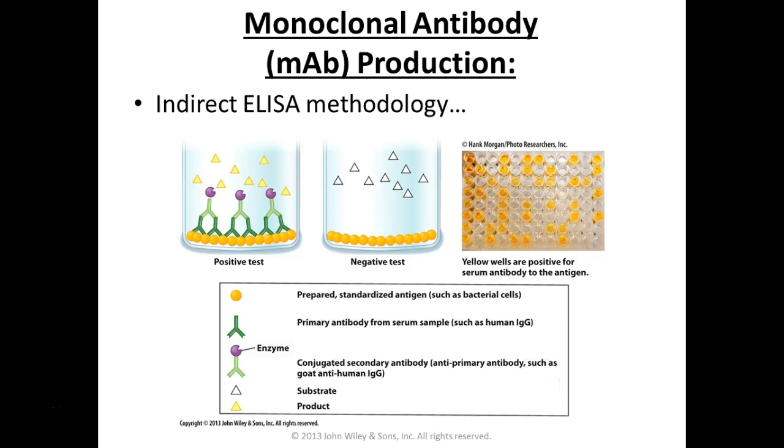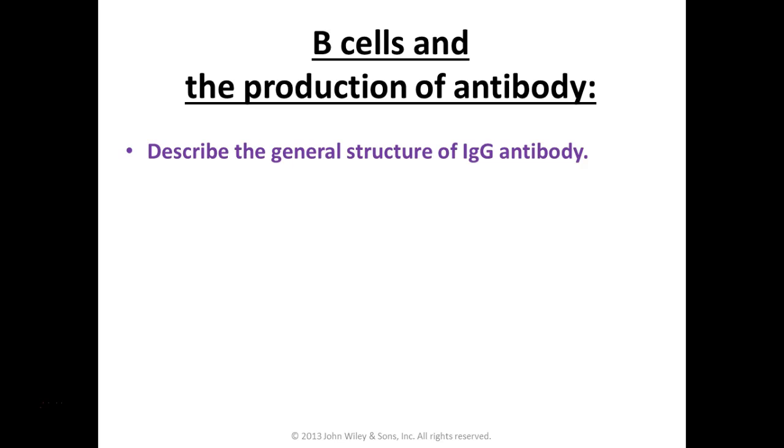All right, so I'm skipping over monoclonal and ELISA. I want to get to the structure of an antibody. So we're going to stick with the main class that's the most common. It's IgG.